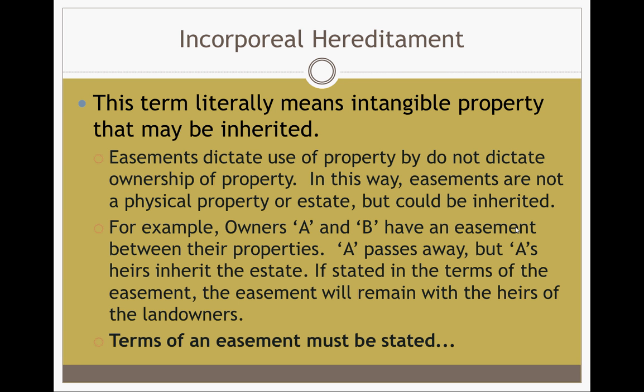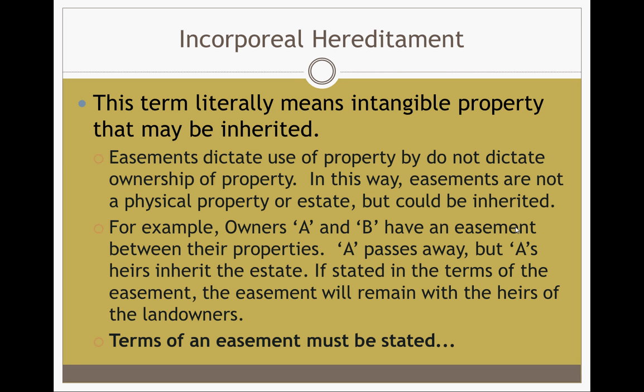Incorporeal hereditament. I have a problem with that word. This term literally means intangible property that could be inherited. So if you have property that's not tangible, something physical, and it can be inherited, this is what we're talking about here. Okay? Easements dictate the use of property but they don't dictate ownership of property.